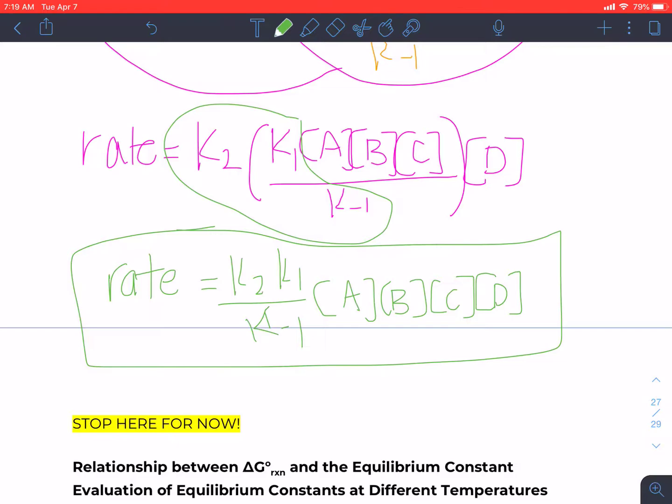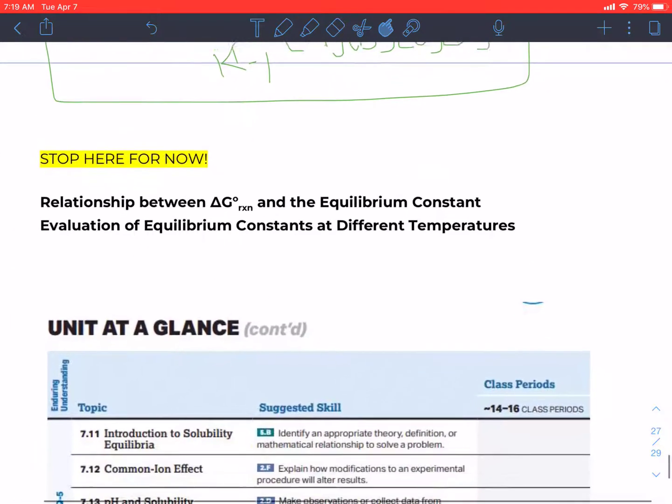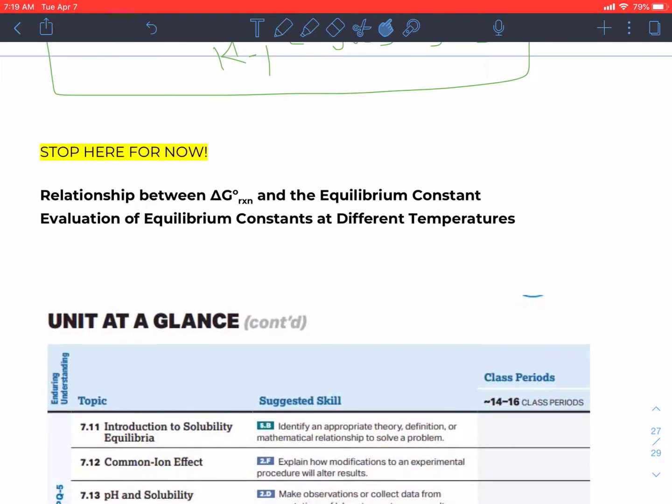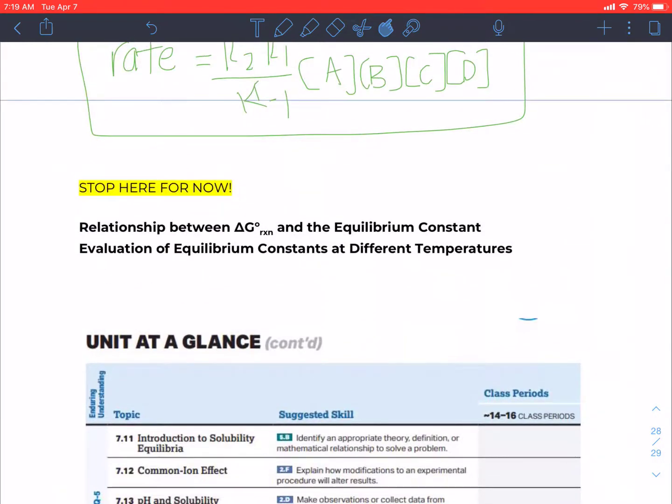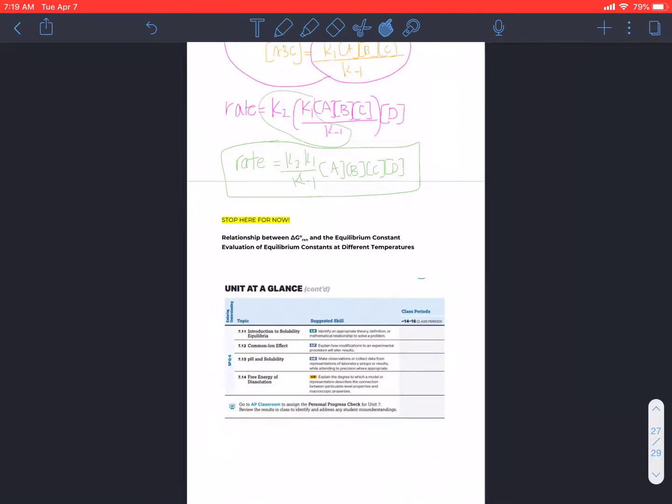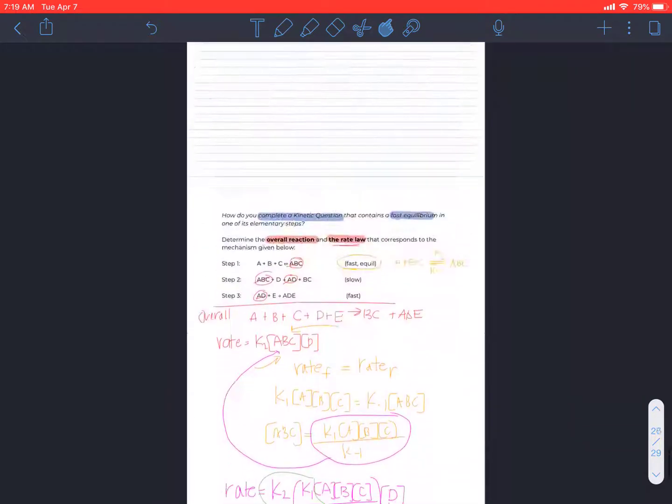So in our notes, we're going to stop here for right now. The relationship between delta G and the equilibrium constant, we will look at those in Unit 7, in addition to solubility, equilibrium, and the common ion effect, but I wanted you to have a chance just to get caught up on those types of questions. In my email, I will tell you which problems too.